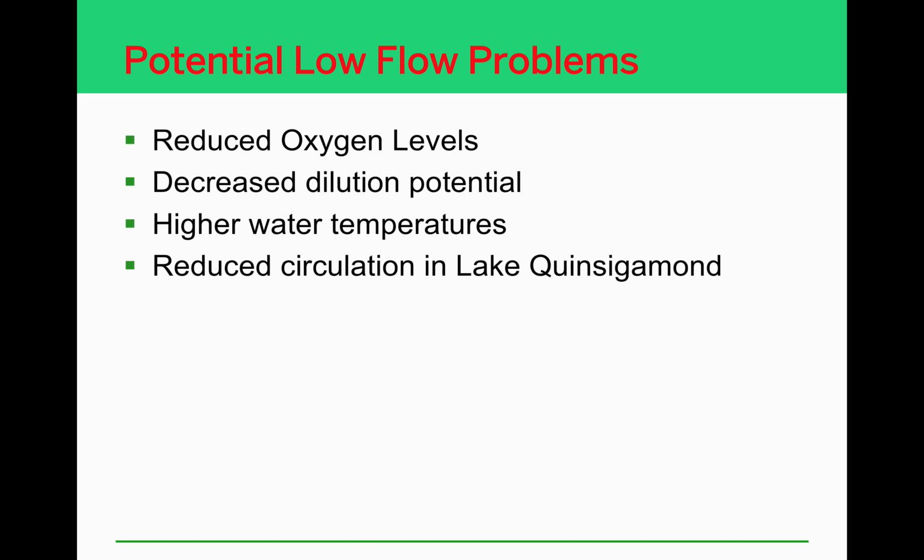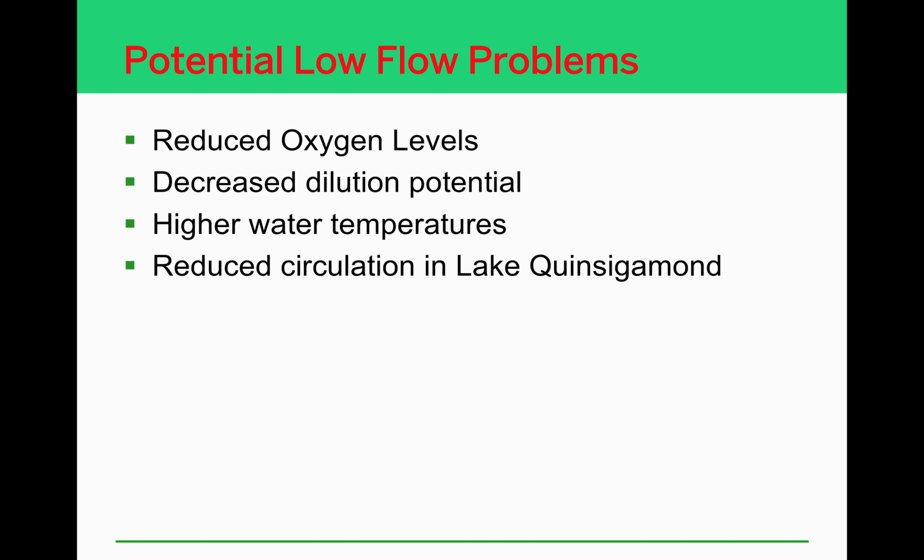Now streams, if you don't have a lot of water flowing, you basically reduce the level of oxygen in that water. So if you don't have oxygen, that's detrimental for the animals, for the organisms, for the fish, for the plants in the streams. Decreased dilution potential basically means if the water is flowing, if there's a lot of water in the streams, any pollutant could be diluted.